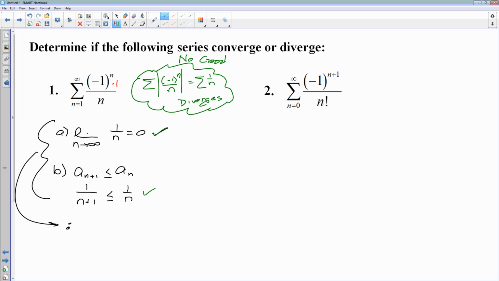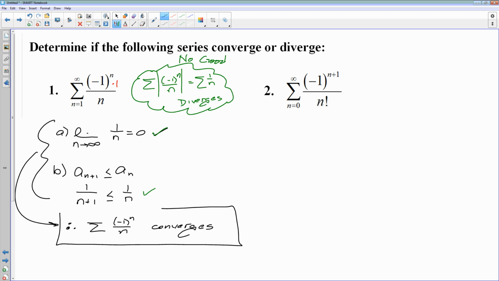So therefore, my series (-1)^n over n converges. Now, y'all may recognize that as the alternating harmonic series. It turns out the alternating harmonic series converges, however, the regular harmonic series does not. So there we go.